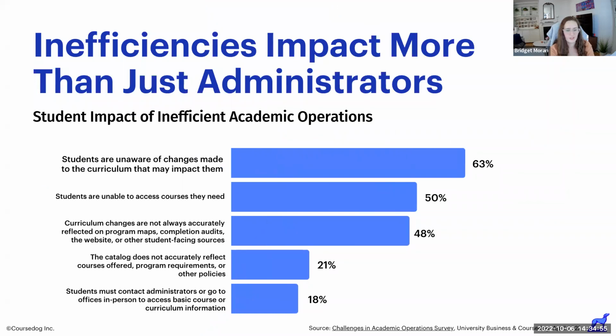So beyond the frustration that administrators face when it comes to managing these changes, which we just talked about at length, I think it's also important to consider how students are impacted by these inefficient processes. We asked higher ed leaders in the same university business survey how inefficiencies in academic operations impacted students, and curriculum ranked as the #1 factor of all of these that impacted students. So about 6 in 10 respondents reported that students at their institutions were unaware of changes to the curriculum that may impact them. This is pretty alarming considering curriculum requirements determine which courses students can register for and whether they've met the requirements for completion.